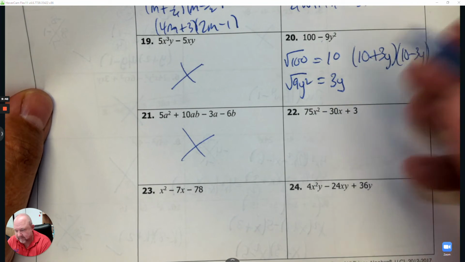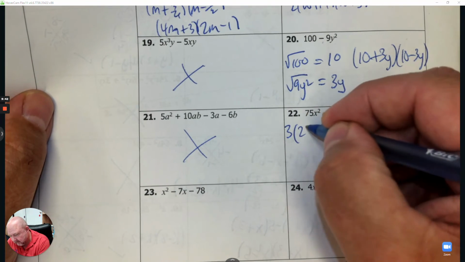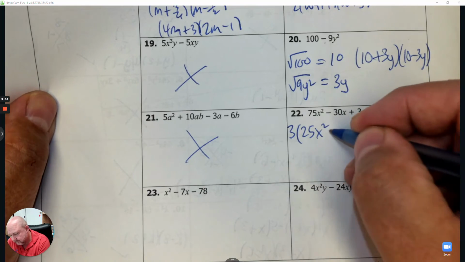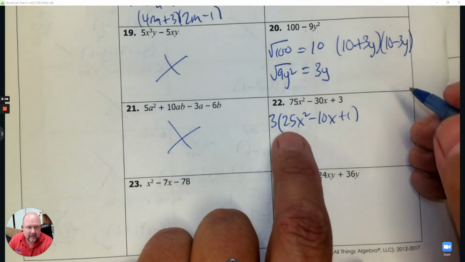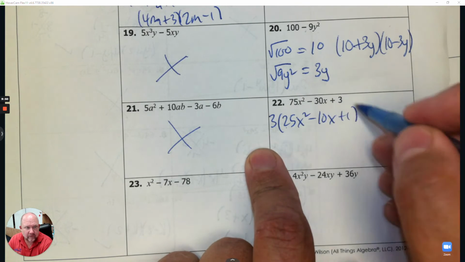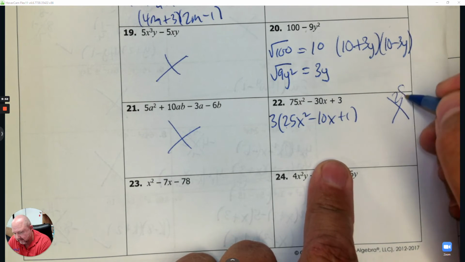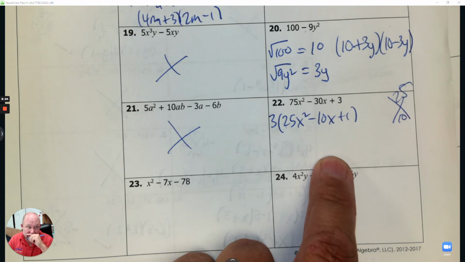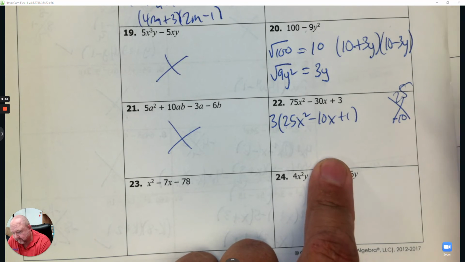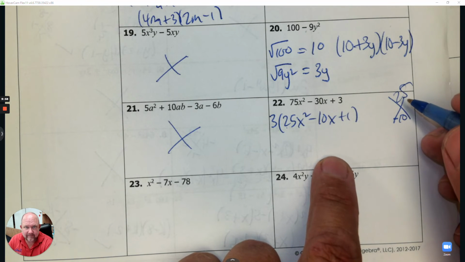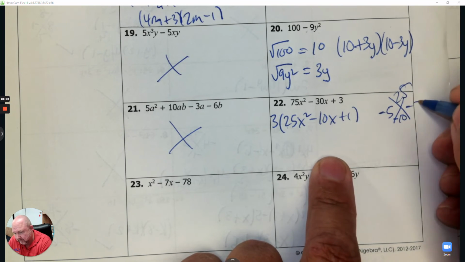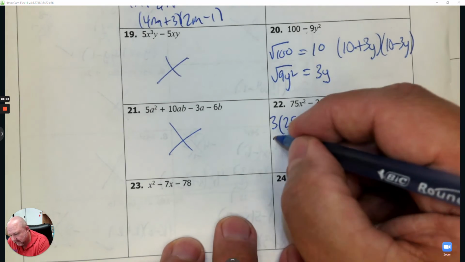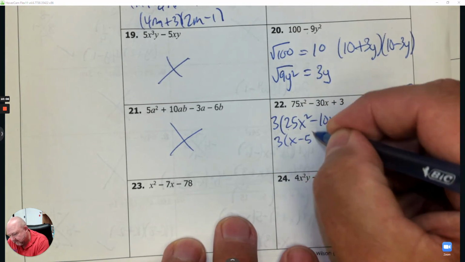The greatest common factor is 3, so I'm going to divide out a 3 to begin with. So everything is being divided by 3. Now inside is not a simple trinomial. I need to go the first number times the last. That's 25 and 10, and it's negative 10. So two numbers that multiply to 25, and the same two numbers add to negative 10. That's going to be 5 and 5, but both numbers are going to be negative. So I write down -5 and -5.